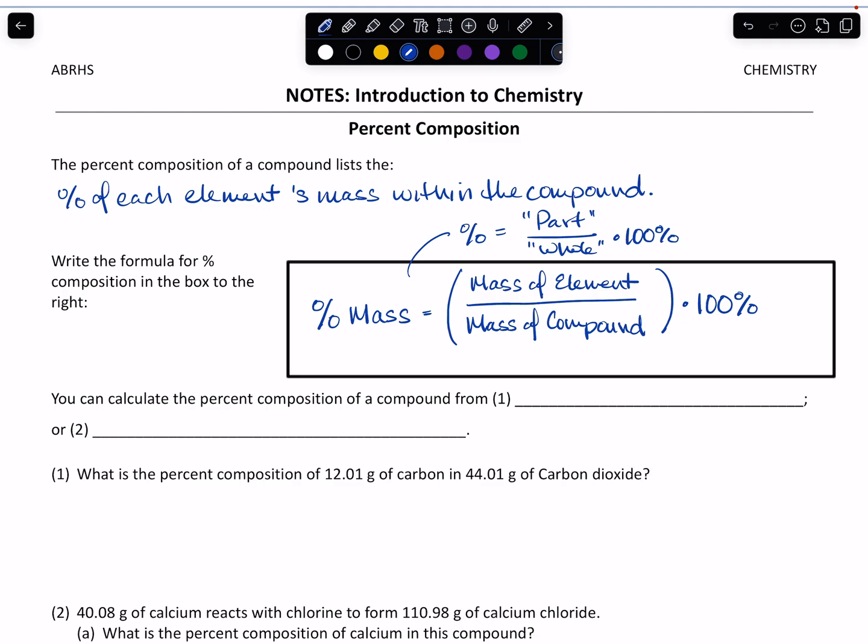We're going to be able to calculate percent composition in two ways by the time we get partway through the year. The first way, which we're going to do this time, is using experimental data. The problem will tell you the mass values that you need, and you'll use them in the formula to calculate that percent. The other way is using the chemical formula itself. Once we've talked about the mole and molar mass, we'll talk about how to do this second way for percent composition. But today we're going to focus on experimental data.